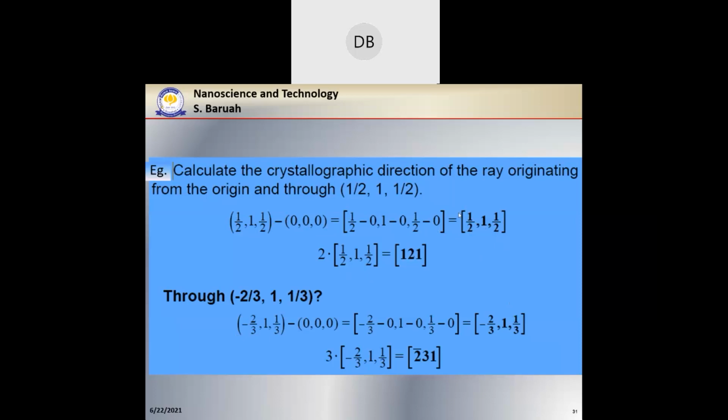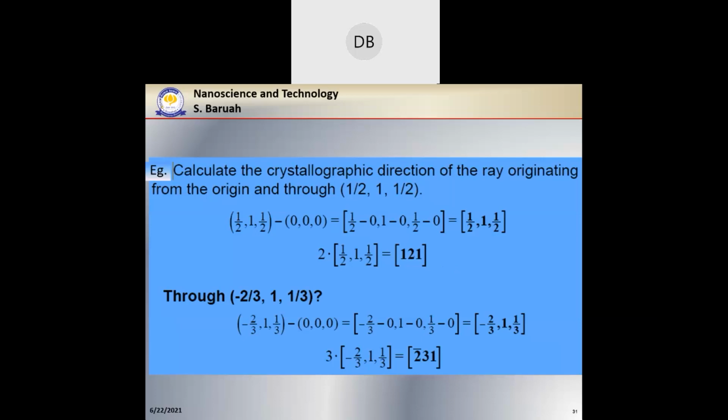So to remove that, the simplest way to do it is to multiply by 2. So if you're multiplying 1 by 2, we have to multiply all by 2, right? That's what we are doing, multiplying all three by 2. So 2 cancels out, for the first one we are getting 1. 1 into 2 will give you 2. And again, 2 cancels out, we are getting 1. So this is the numerical value of the direction we are talking about, that is, the source is at 0, 0, 0, and the ray is passing through half, 1, and half. Then its value is given by 1, 2, 1 within square brackets. For directions, we use square brackets.